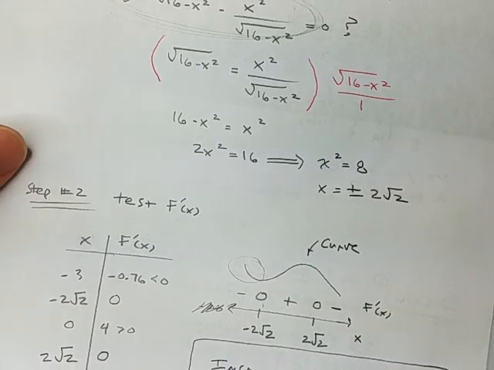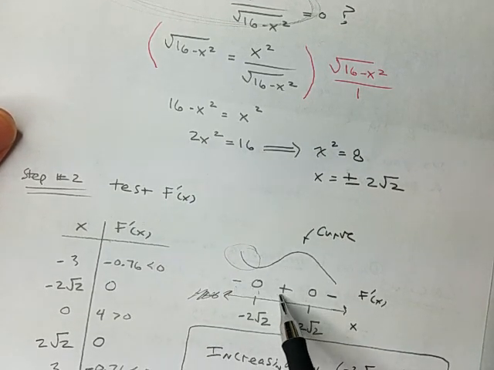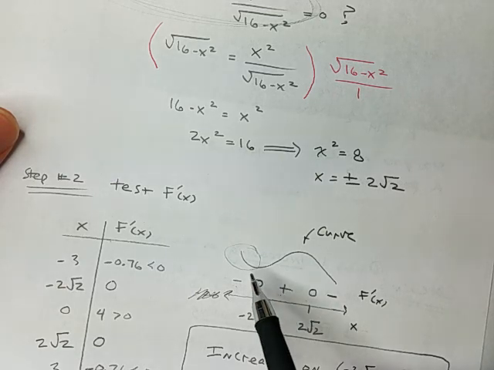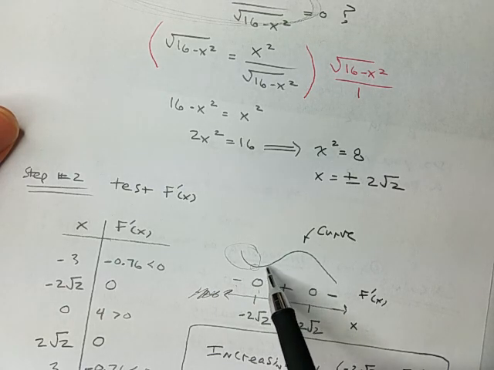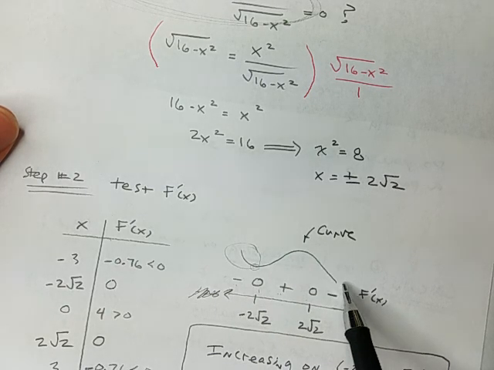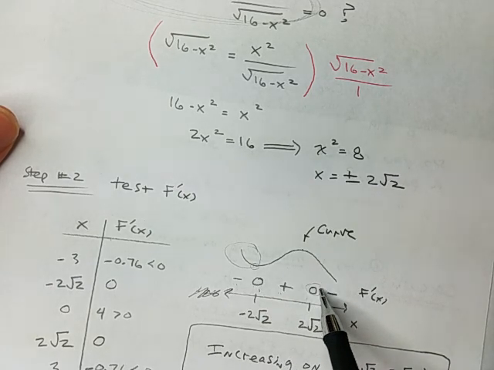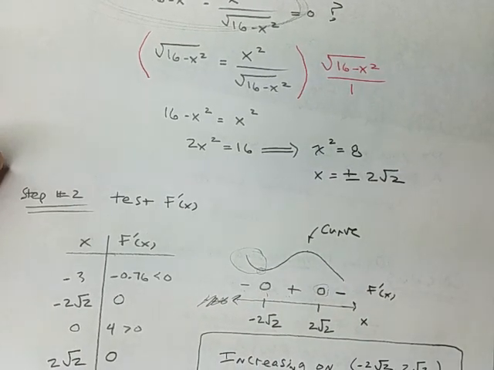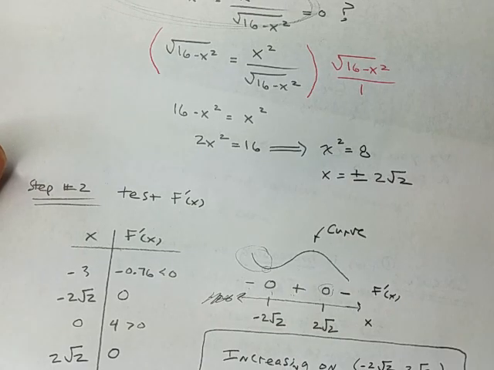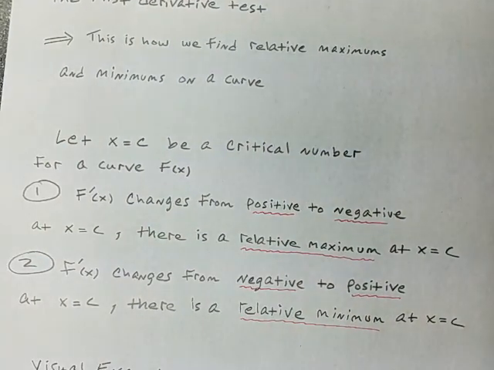Wouldn't you think that if a curve transitioned from falling to rising, there must be a minimum point down there? And if a curve transitioned from rising to falling, there must be a maximum point in there. All right, now that's just basic intuition about geometry. I wanted to tell you that way. So that's all the first derivative test says.